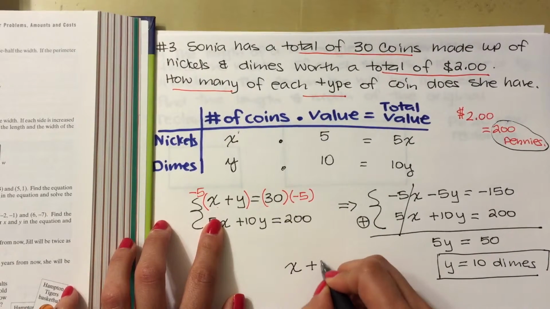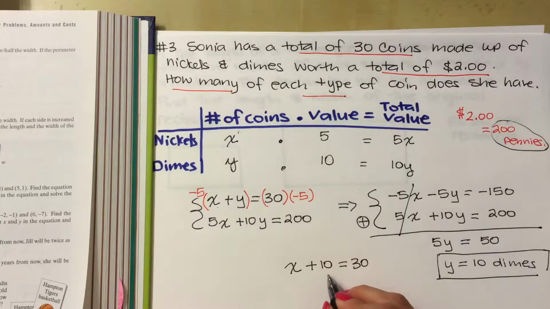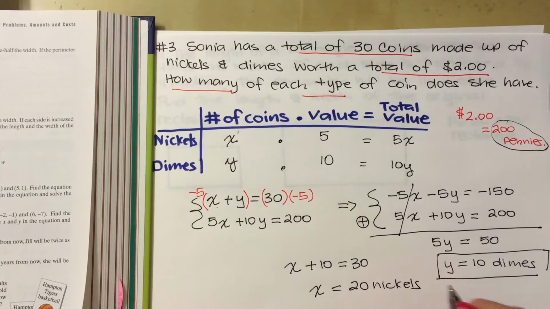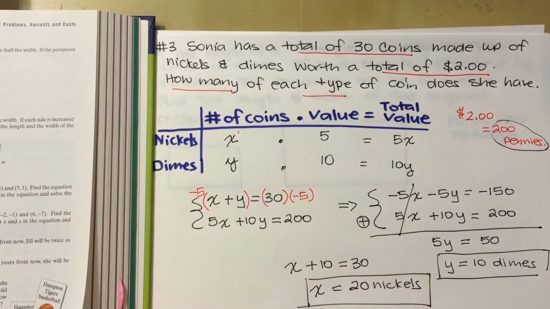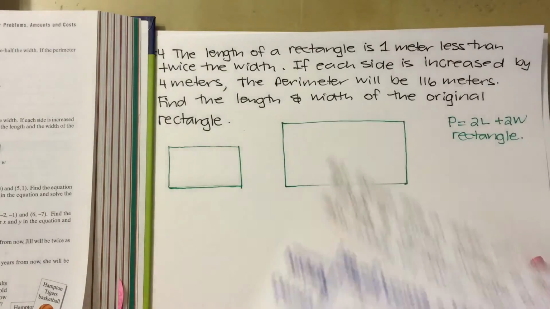X plus 10 is equal to 30. Subtract 10. We get x is equal to 20. 20 what? 20 nickels. Make sure you label. And then we're done. We have one more example.